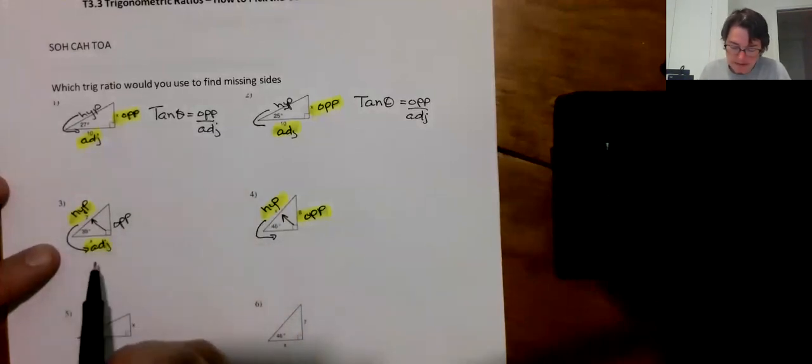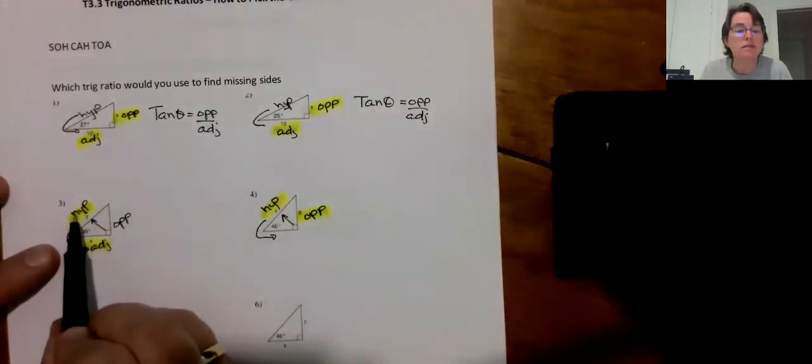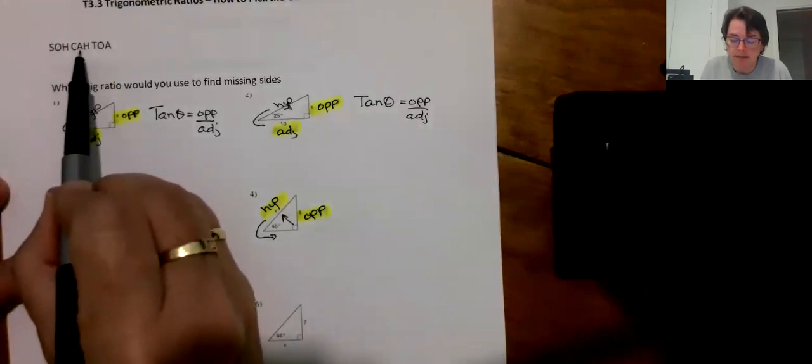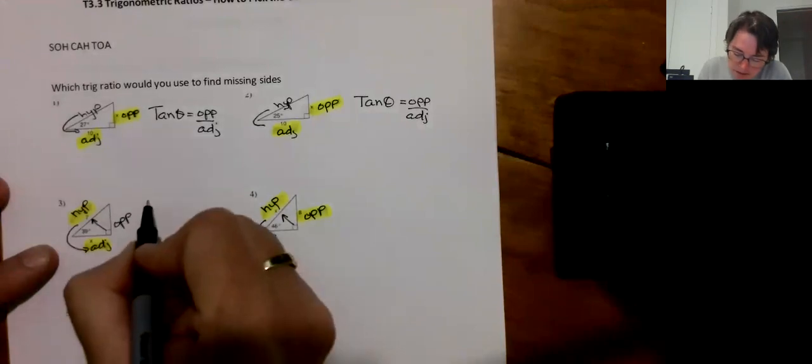All right, look at this. Now we have adjacent and hypotenuse. So here's a hypotenuse, here's the one, adjacent and hypotenuse. So this is going to be cos theta.